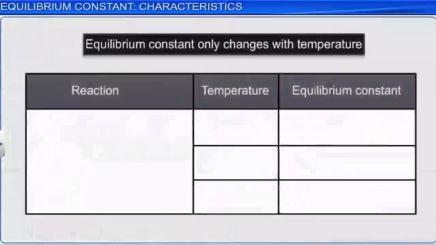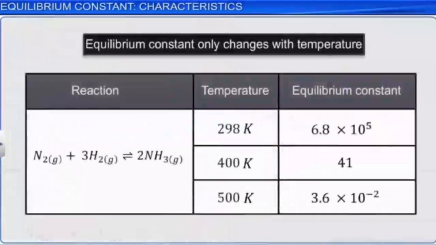For example, the equilibrium constant for the reaction of 1 mole of gaseous nitrogen and 3 moles of hydrogen combining reversibly to form 2 moles of gaseous ammonia at 298 Kelvin is 6.8 into 10 raised to the power 5. At 400 Kelvin, it is 41. And at 500 Kelvin, it is 3.6 into 10 raised to the power minus 2.